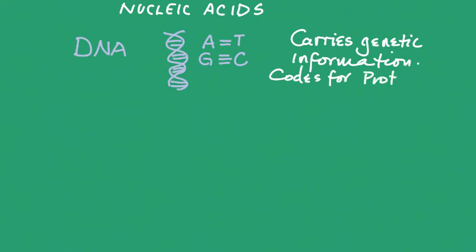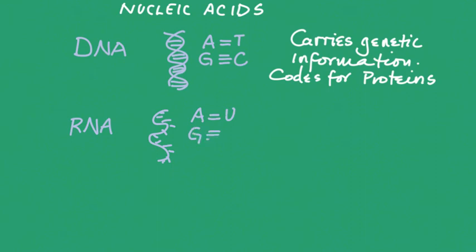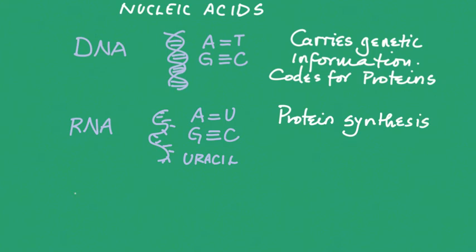The main function of DNA is to carry genetic information. DNA codes for proteins. The next class is RNA, or ribonucleic acid. This is a single-stranded molecule. If it were to match with itself, then A would match with U, which is uracil, and G would match with C. Again, you find hydrogen bonds between these matched pairs. The main function of RNA is protein synthesis.